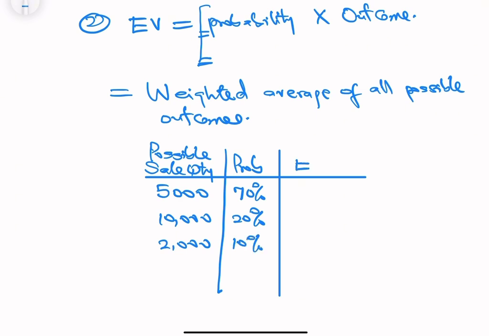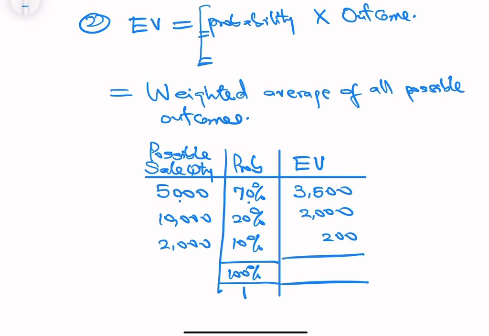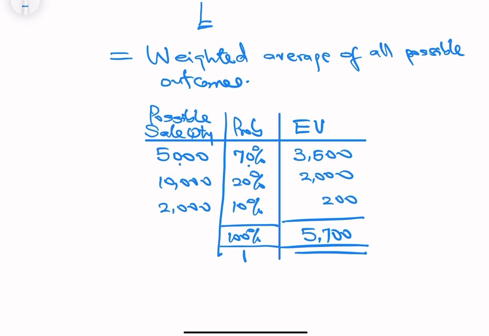So we need to get our expected value for each outcome. Remember, your sum of probability must always equal 100% or equal 1. So expected value is outcome multiplied by the probability. So that's 5,000 multiplied by 70%, and that will give us 3,500. 10,000 multiplied by 20%, that is 2,000. And 2,000 times 10%, that is 200. So the summation of everything will give us 5,700 units. So this is our expected value. We are expecting that we will sell 5,700 units. So if you want to do any budget or plan production, we will plan with 5,700 units if we are using the expected value approach.